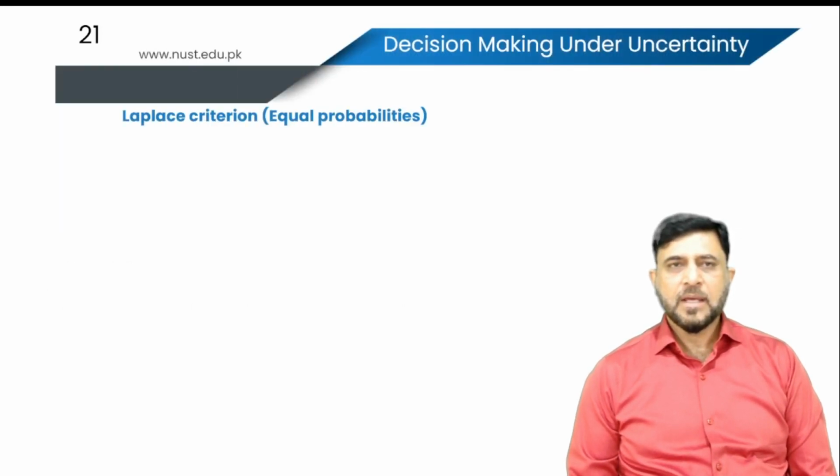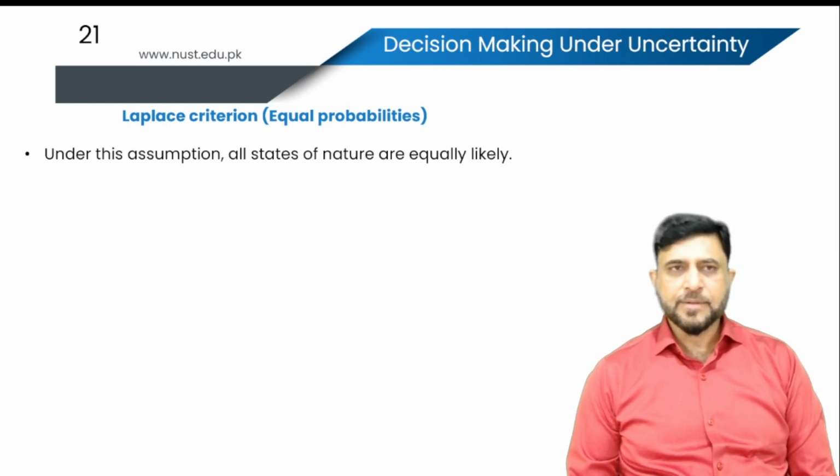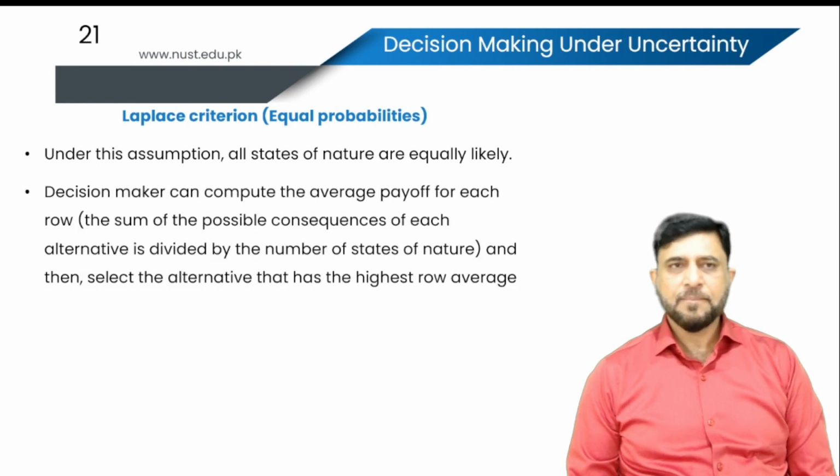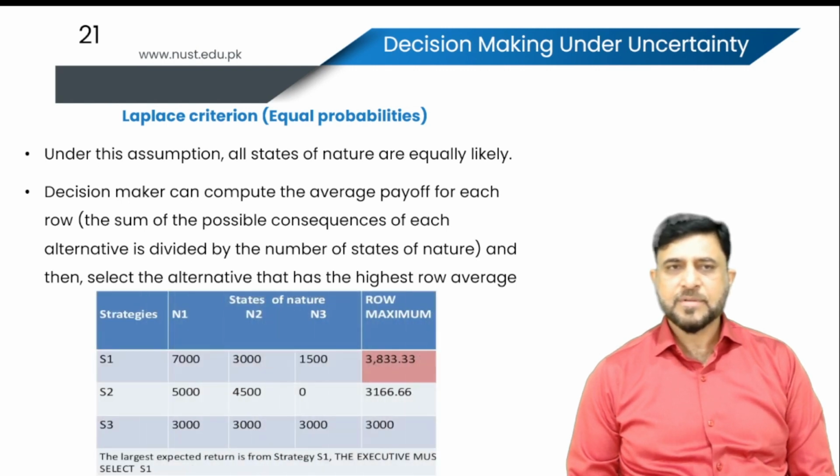What is the Laplace criterion or equal probabilities? Here we assign equal probabilities to all the alternatives. Under this assumption, all states of nature are equally likely. So the decision maker can compute the average payoff for each row. The sum of possible consequences of each alternative is divided by the number of states of nature, which means the average. And then select the alternative that has the highest row average.